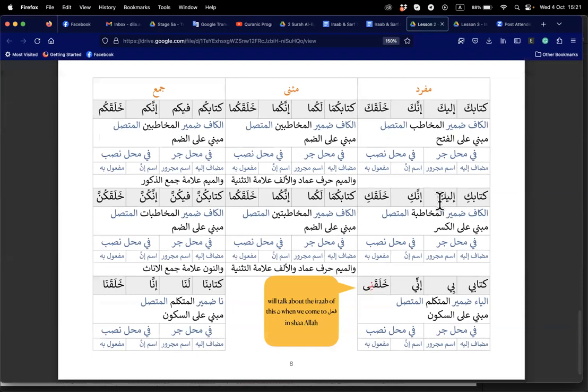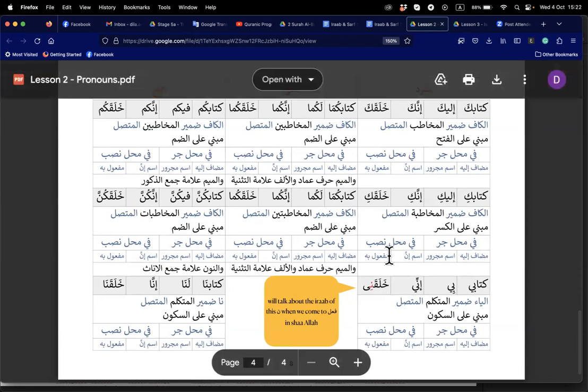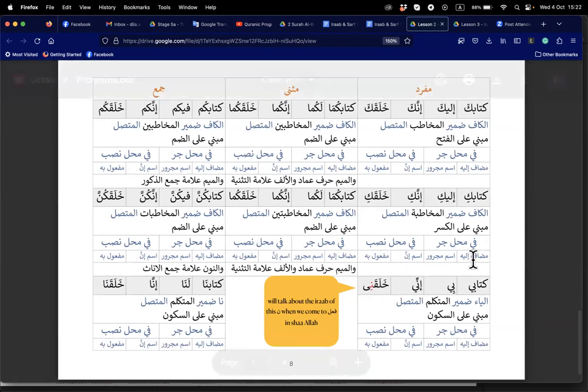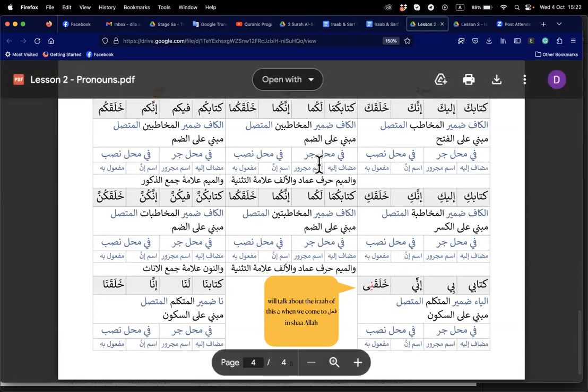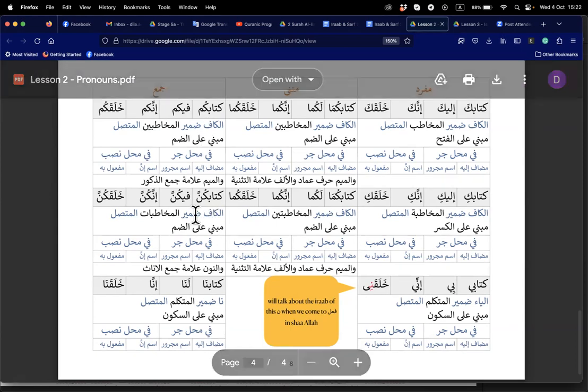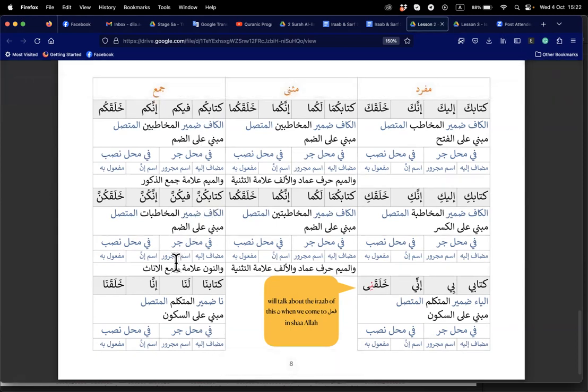Anti, same thing. Dameer muttasil here, same thing. Mukhatabah, second person, feminine, bi ta marbuta. Of course, mabni ala kasr. That will be the sign for your anti, yes, and then fi mahalli jarr or fi mahalli nasb, and then your role. Huma basically the same, kunna basically the same, except the noon is, again, the sign for your plural feminine.